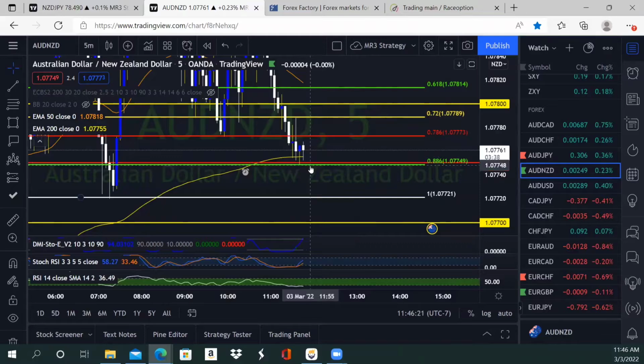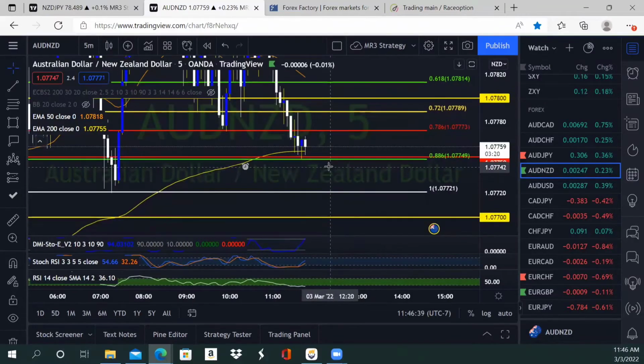Would you take it again if it came down again? No. Because all it had to do was respect it once. It does not have to do it again. Now, if you're trading in traditional forex, then you can actually take it for a long-term trade.